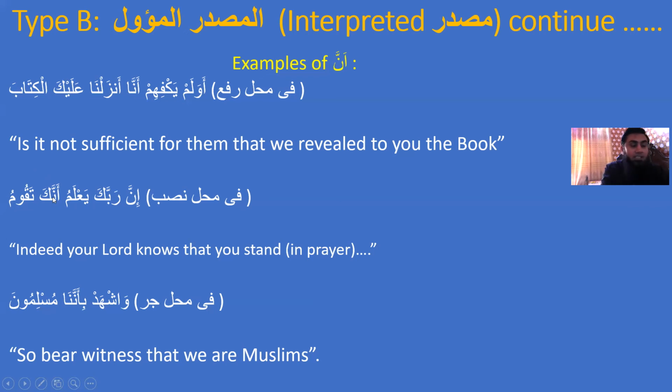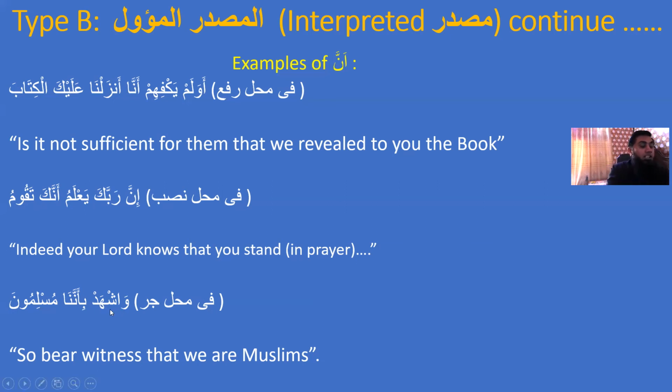So harf masdar anna and its ism and its khabar, all the structure together is fi mahalli nasab. Why? Because this whole structure is playing the role of maf'ul for this ya'lamu. Right? Next example. Jar example is always very easy. Why? Because you will always have harf jar.